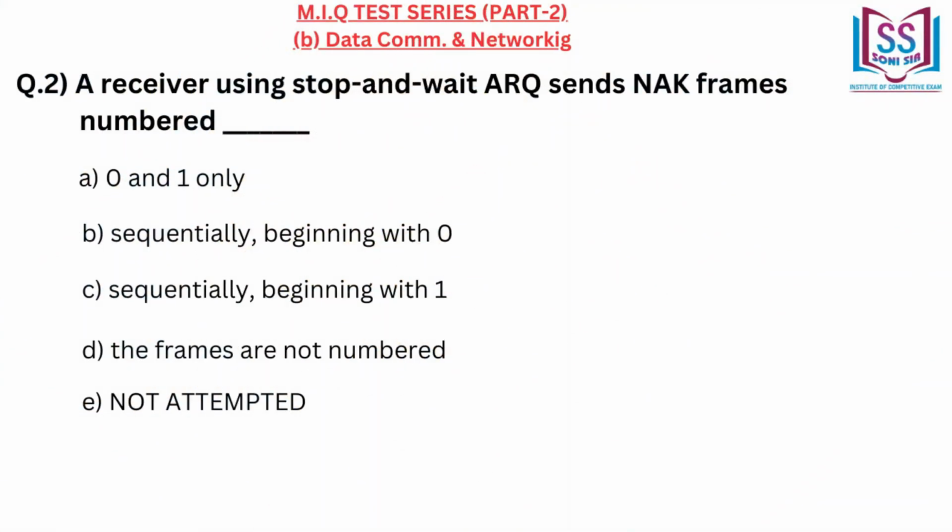A receiver using stop and wait ARQ sends NAK frames numbered ____. A. 0 and 1 only. B. Sequentially, beginning with 0. C. Sequentially, beginning with 1. D. The frames are not numbered.